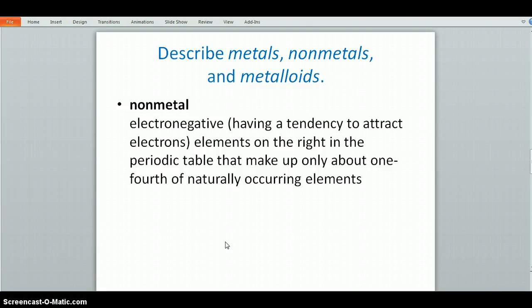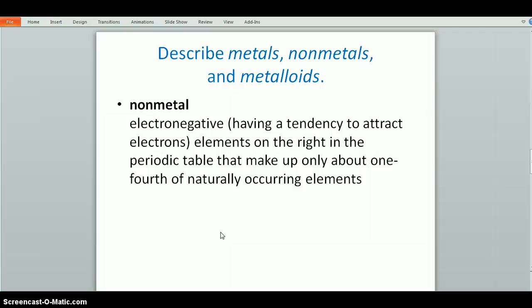Okay, a nonmetal is electronegative, and they like to attract electrons. So while a metal likes to give electrons away, a nonmetal usually needs more. So it may have an almost full outer electron shell, and it may just need a couple extra electrons to make it happy and fill that outer shell. So it usually is accepting electrons.